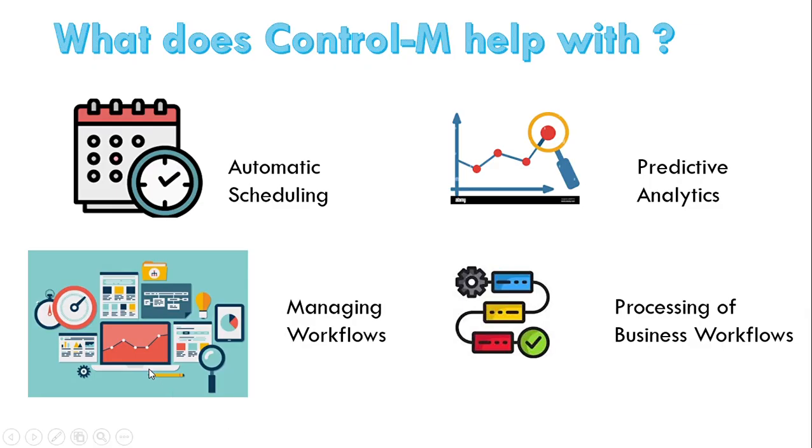So Control M is a scheduling solution. It's an enterprise solution, and it helps us with automatic scheduling. You can define when your job has to run, and you can manage and process the business workflows. You can set dependencies. Say you have three or four jobs that have to run in a particular workflow, you can set dependencies like on success of the first job, you can trigger the successive jobs. And Control M helps us with predictive analytics, that is, it helps us identify problems before they impact the business.